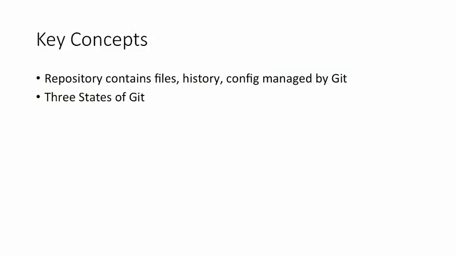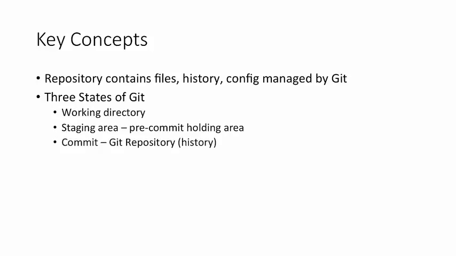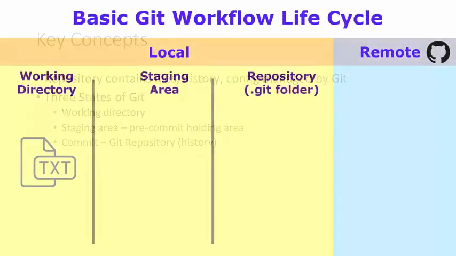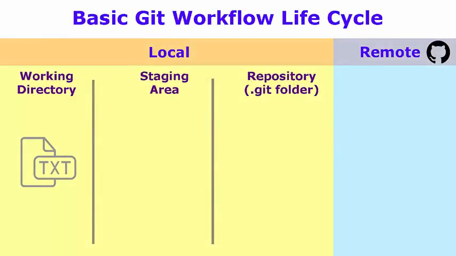Next, you need to know about the three local states related to files being managed by Git: the working directory, staging area, and the Git repository, or the commit history. The working directory is the directory or folder on your computer that holds all the project or application files. Files within the working directory may or may not be managed by Git. However, Git is aware of them.